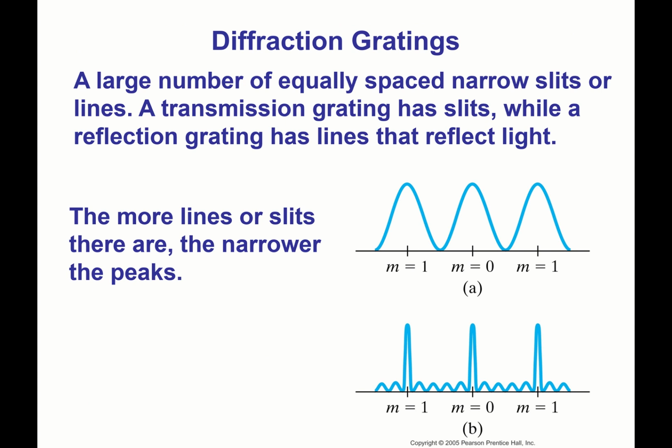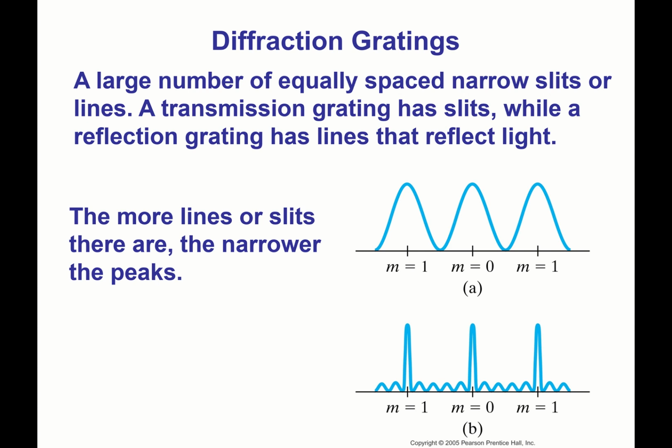What happens if we put in more slits? So if we go to 3 or 5 or 1,000 slits, well, we get what's called a diffraction grating. So if you have a large number of equally spaced narrow slits or narrow lines, so it could be a piece of glass with a whole bunch of lines drawn on it that don't let the light through, we call it a transmission grating if it has slits to let the light through, so the light gets transmitted, or it's a reflection grating if it has lines on it that reflect the light.